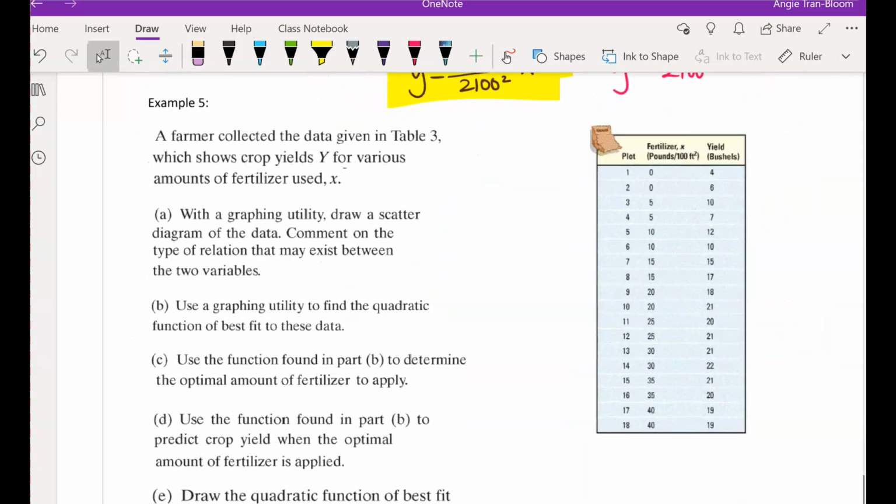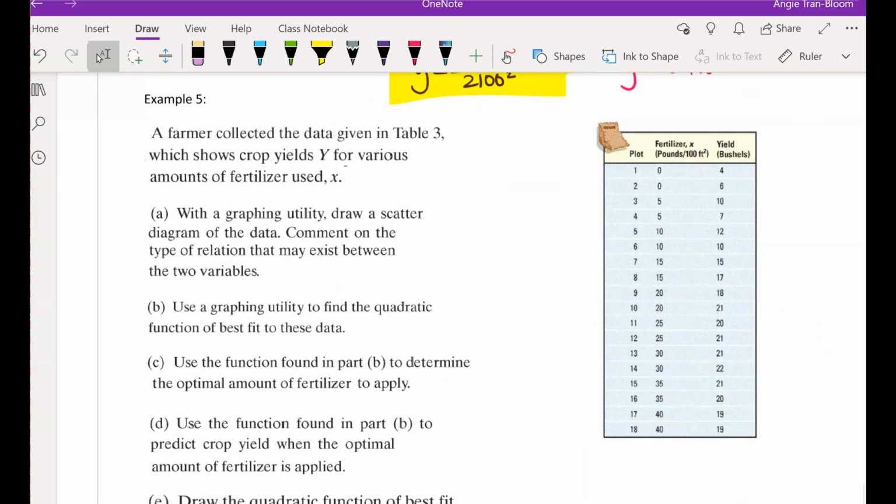Alright. Let's go farming. Can you help me read the very first paragraph? A farmer collected the data given in Table 3, which shows crop yields, Y, for various amounts of fertilizer used, X. Thank you. Tuan, can you help me read letter A?